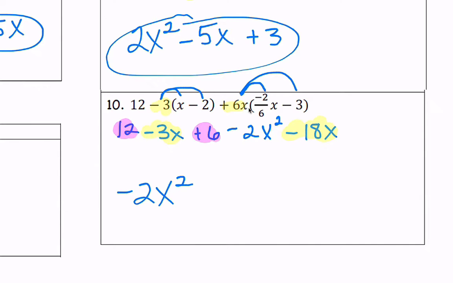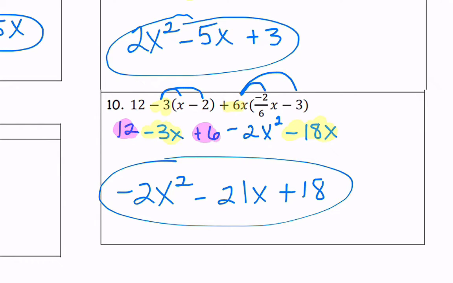Then we look at x's. I see a -3 here and a -18 here. We add those numbers together. -3 plus -18 is a -21, and those were my x's. And then we have our constants. I have 12 and 6, so we add those. 12 plus 6 is a positive 18. This is my final answer because I see x squareds, I see x's, and I see constants. These are all different, so they're not like terms, so I can't combine them.